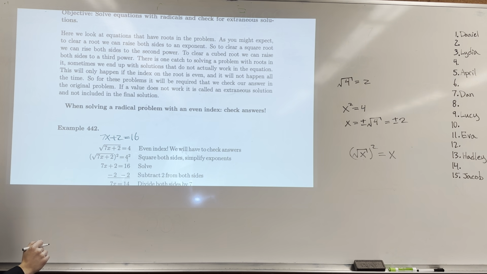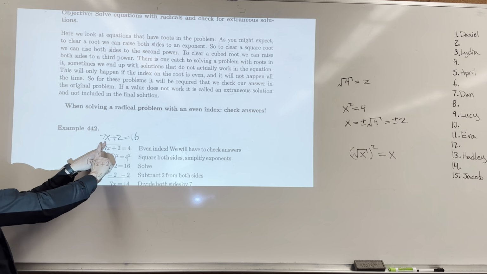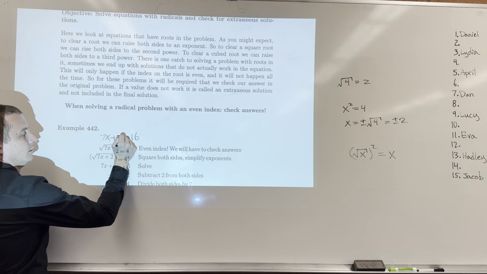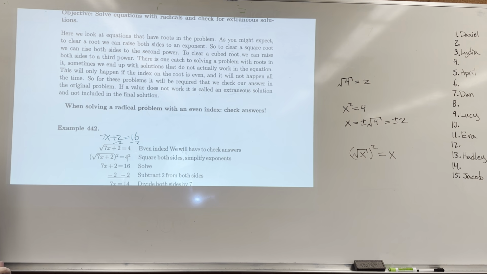Move the 2 to the other side. Subtract 2 from both sides, and I get 7x is equal to 14. So x is equal to 2.